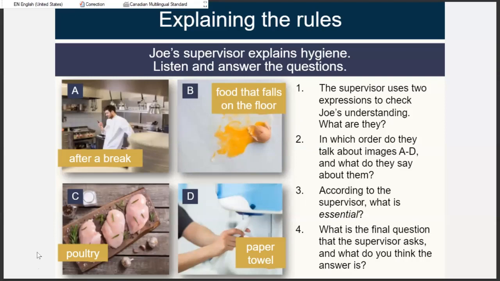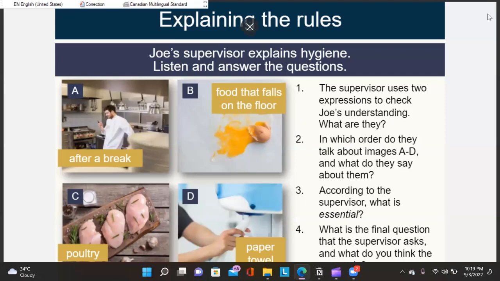Right here, the supervisor uses 2 expressions. If you want to, you can use the hands next to your name. And if you want to, for example, answer any question, you can use the hand. Okay. What is up to you?